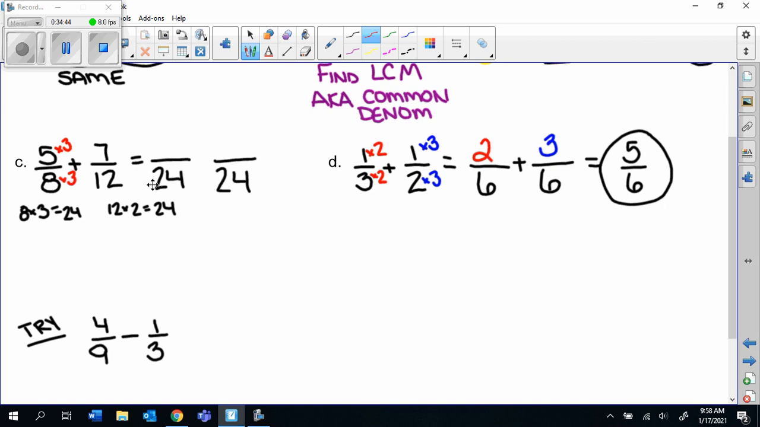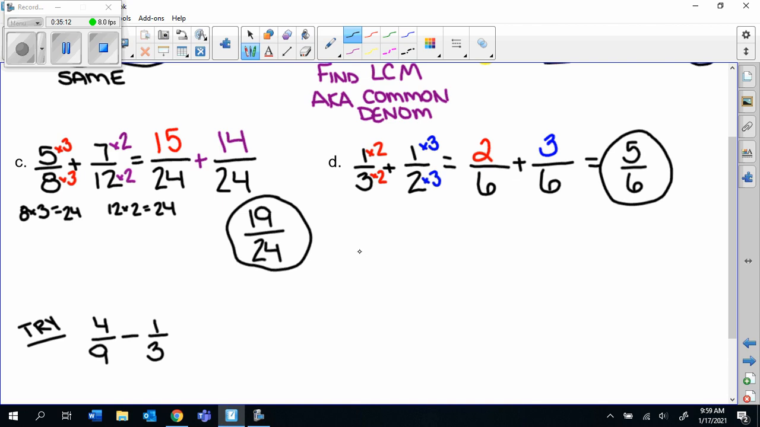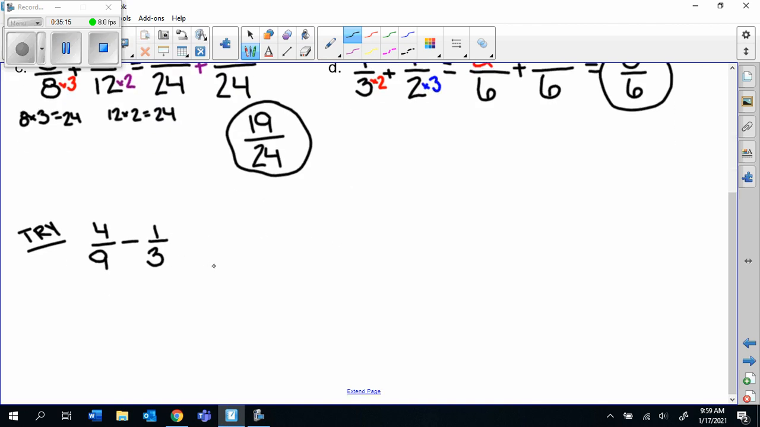So 8 times 3 is 24, so we multiply the top by 3 and we get 15 here. 12 times 2 is 24, so we've got to multiply the 7 times 2 and we get 14. And so we add those together, and so my final answer here is 19 over 24. You can pause the video and try this one. Keep in mind it's subtract.